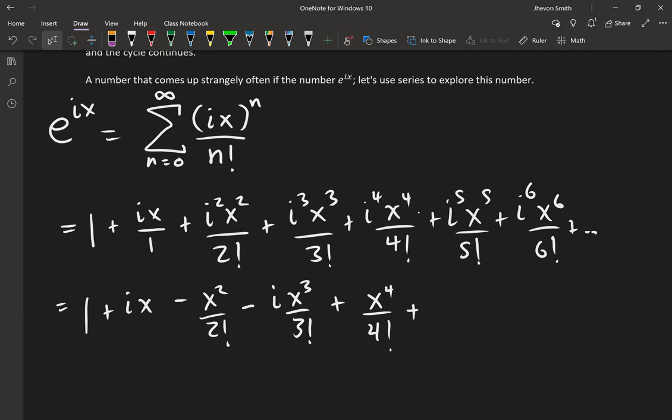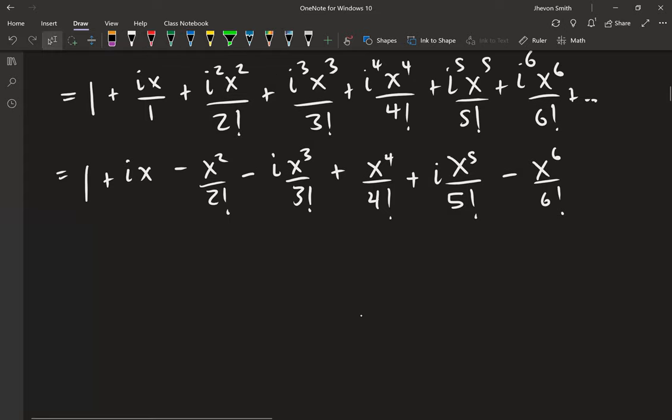I to the fifth is I. And I to the sixth is going to be -1. It's 5 factorial. You wrote 6 on the last one. Right. Thank you. Now I'm going to group all the guys that have I's in it and group all the guys that don't.